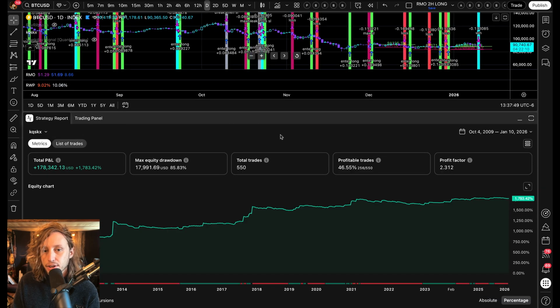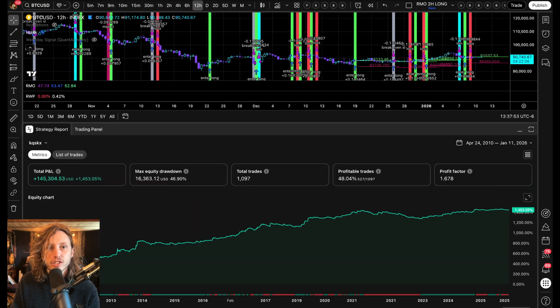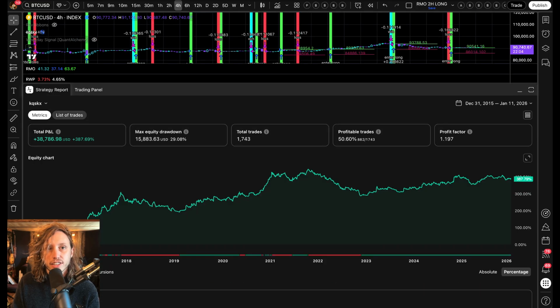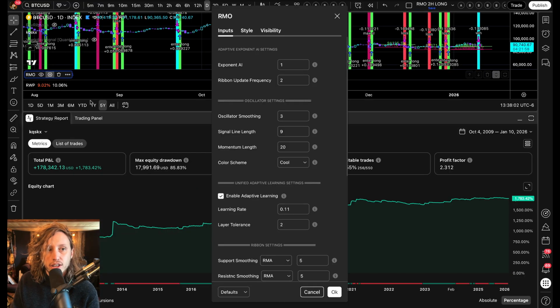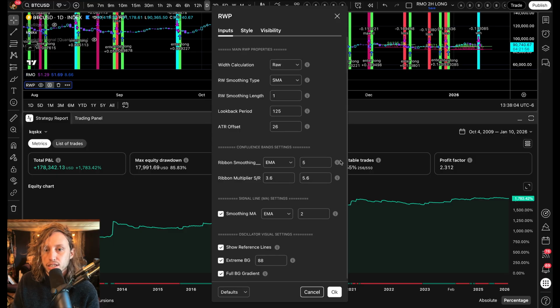Do we have a daily? Yeah, we have a daily. Daily time frame also looking pretty good. So again, the power of this strategy is not necessarily exactly how it is, but it is the bones of it, and slight optimizations to the RMO and the RWP. You can really whip this into shape on basically anything.